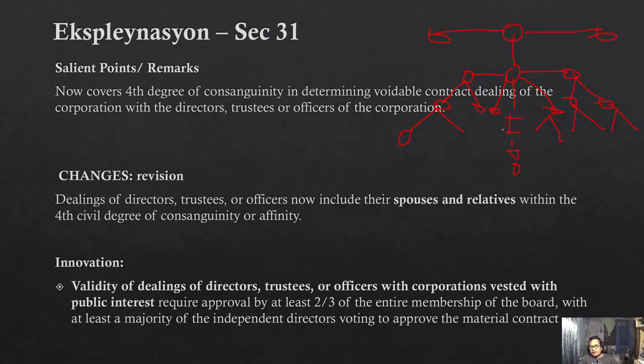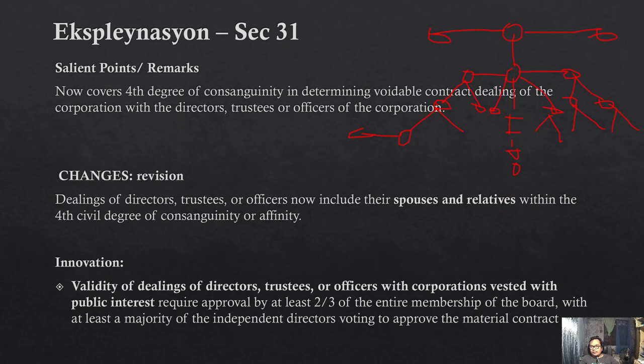Okay? Ikaw ito, si I. So, 1, parents mo. 2, kapatid nila, tito mo. 3, anak nila, which is your first cousin. And 4, pinsan nila. So, within that fourth degree of consanguinity, will fall under Section 31. Pag lumampas na, hindi na. Additional note lang: to the fourth degree of consanguinity or affinity, spouse, their spouses and their relatives, meron pa yan.